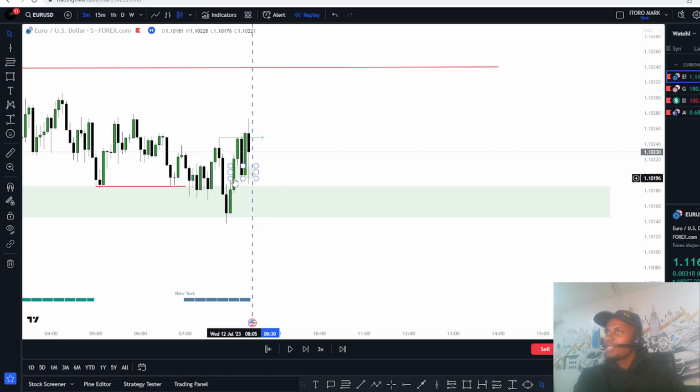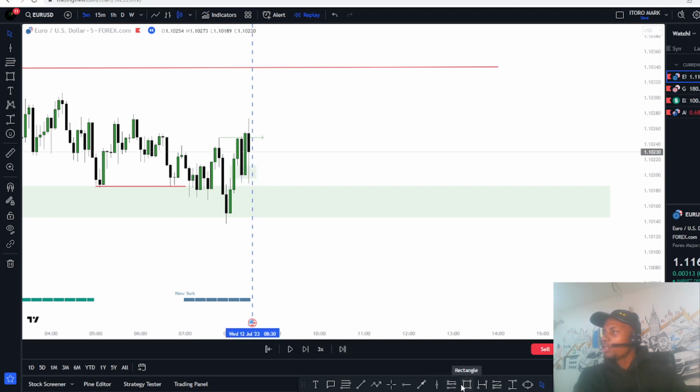I took the entry, and this entry setup formed right inside a 1 hour fair value gap. This is another high probability trade setup once the setup forms inside a higher time frame fair value gap. So you can see it came deeper into the higher time frame fair value gap, broke market structure here, then dropped the fair value gap, came back down, filled that, and then that was the trade setup.